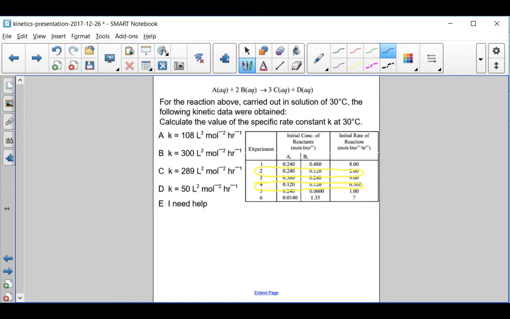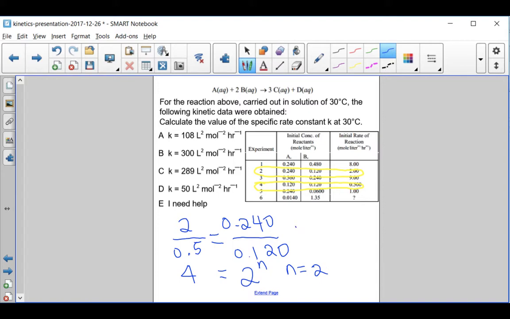So I'm going to set a proportion of the rate, so 2 over 0.5, that's my rate, is equal to the concentration 0.240 over 0.120. Okay, so what did I do to my concentration? On the right hand side here, I doubled my concentration. And what happened to my rate? On the left side here, it quadrupled. So the order N with respect to A must be 2. So second order with respect to A.